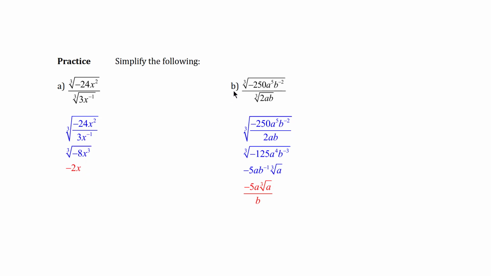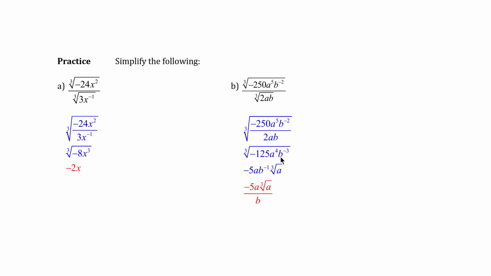Moving on to part B, we can rewrite everything under one radical using the quotient rule. We have the cube root of negative 250 a to the 5th power b to the negative 2 power over 2ab. Next, we do the division. Negative 250 divided by 2 is negative 125. A to the 5th power divided by a is a to the 4th power. B to the negative 2 power divided by b is b to the negative 3rd power. The result is the cube root of negative 125 a to the 4th power b to the negative 3rd power.